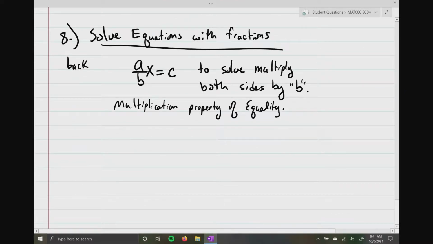All right. So to solve equations with fractions, you're going to use the multiplication property of equality, which basically says this. Whatever the denominator is, multiply both sides of the equation by it. That's what your answer is. So let me show you what I mean.